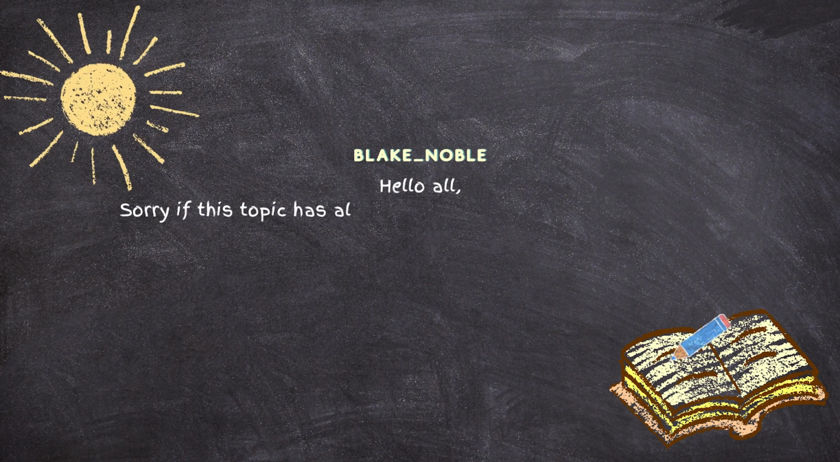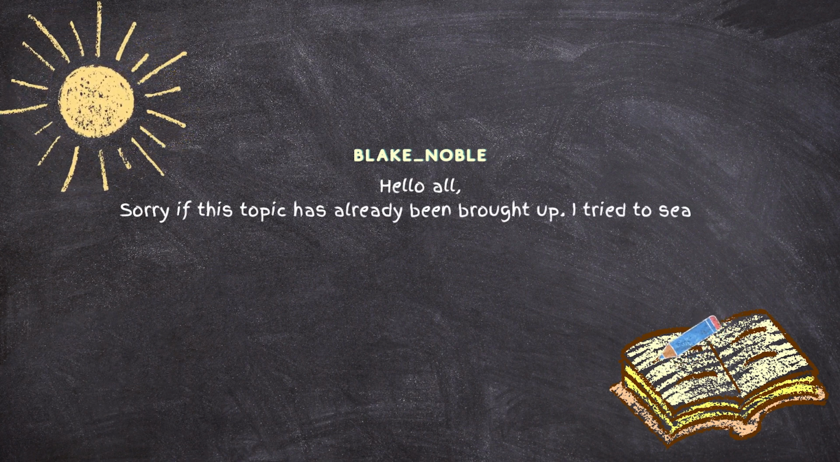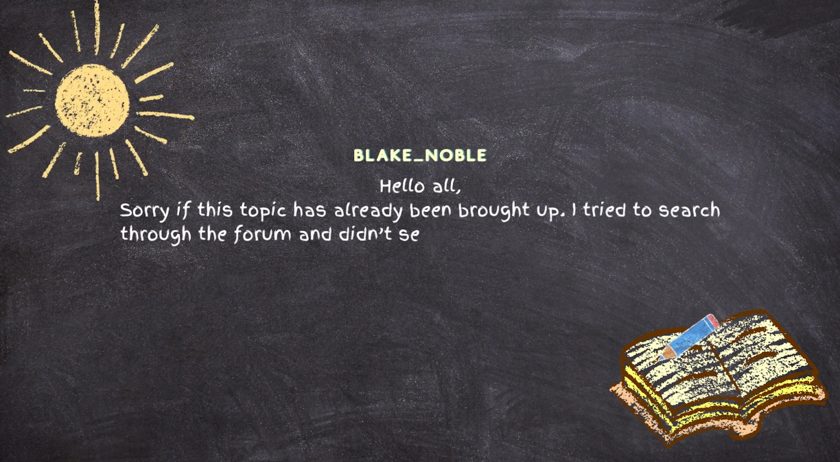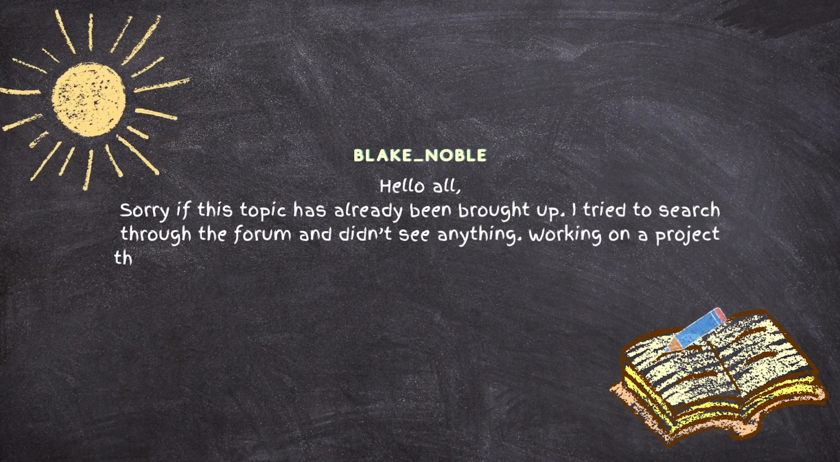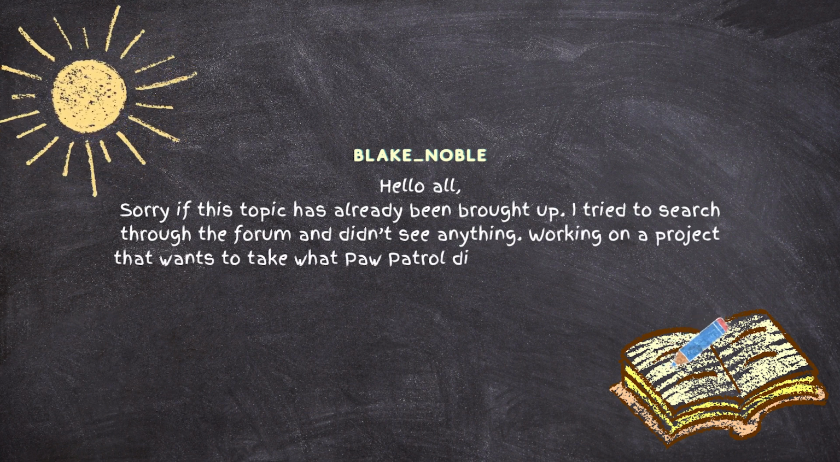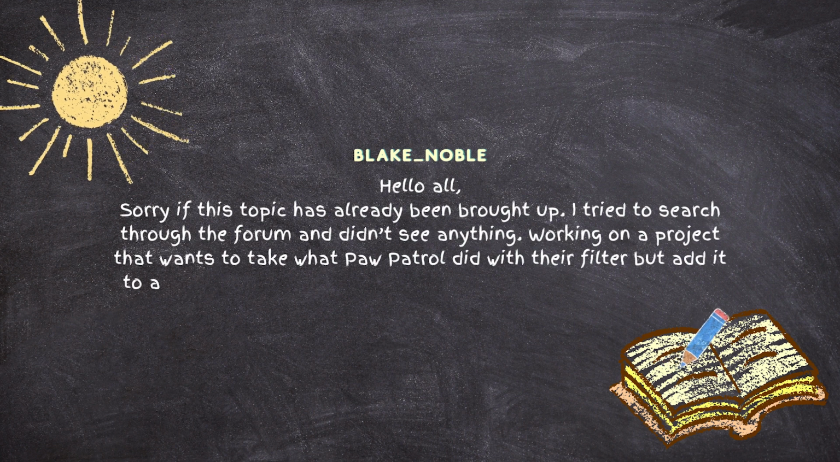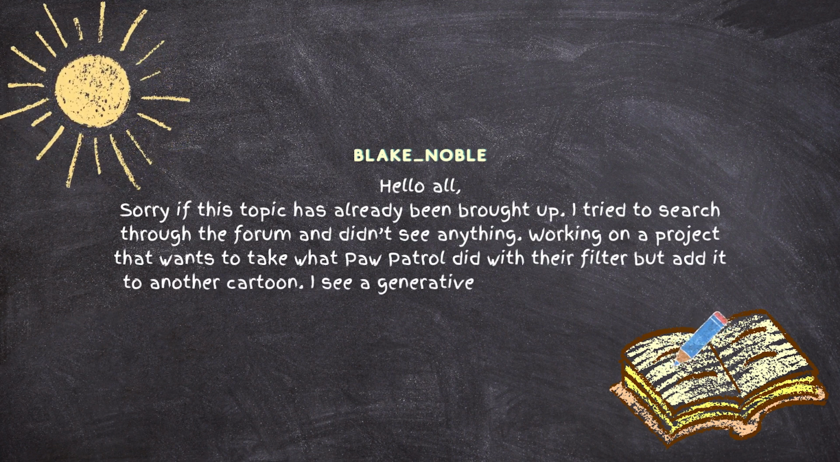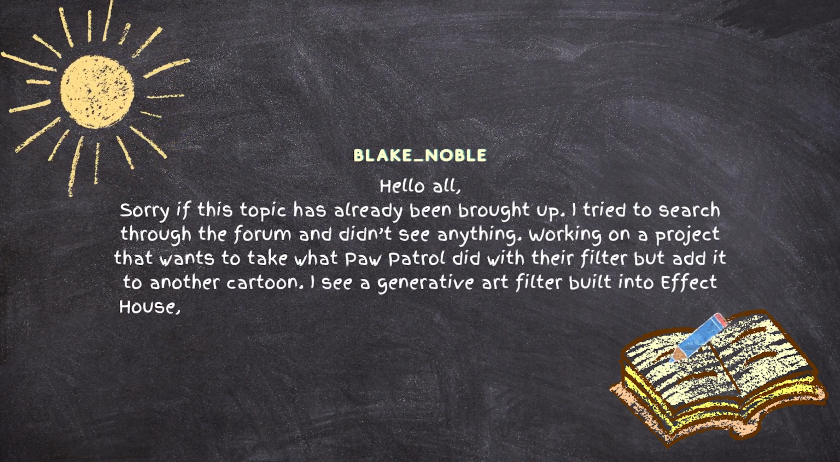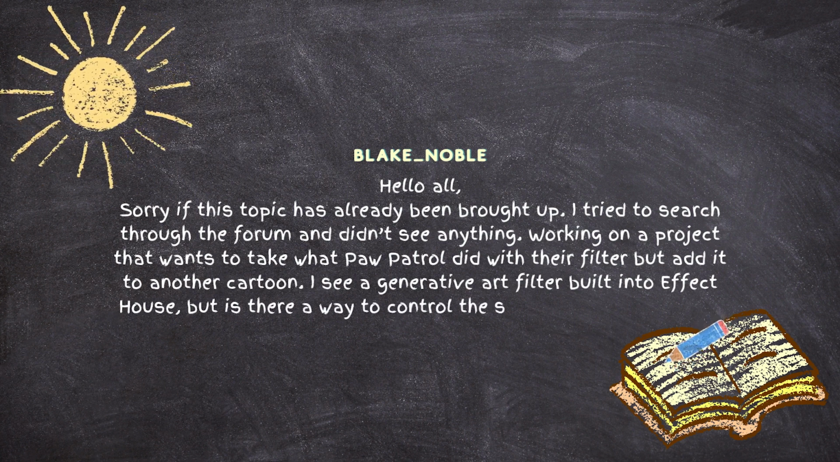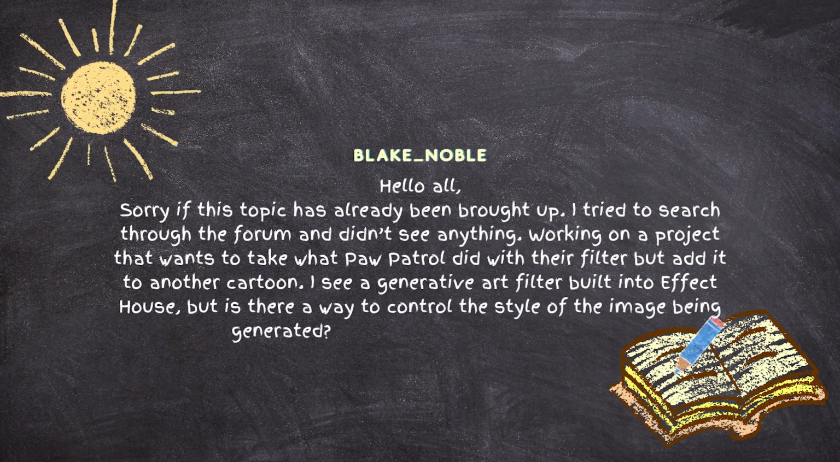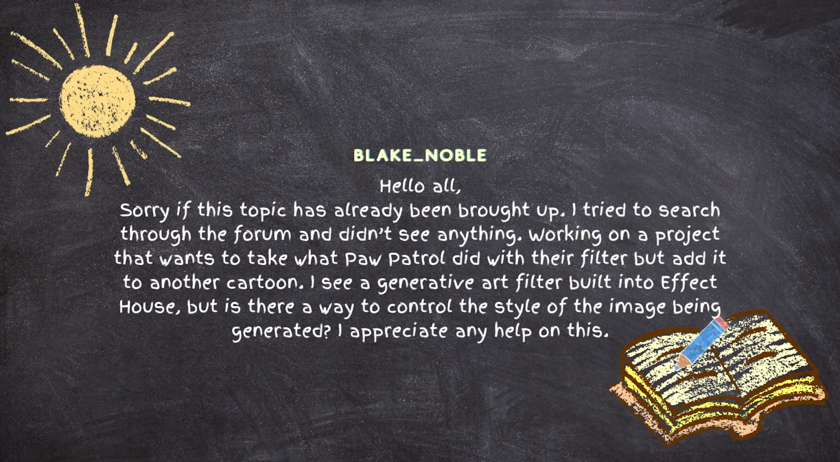And they said, "Hello, all. Sorry if the topic has already been brought up. I tried to search through the forum, but I couldn't see anything. Working on a project that wants to take what Paw Patrol did with their effect, but add it to another cartoon. I see a generative art effect built into Effect House, but is there a way to control the style of the image being generated? Appreciate any help on this."